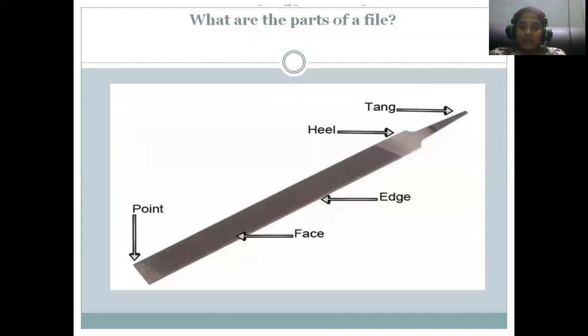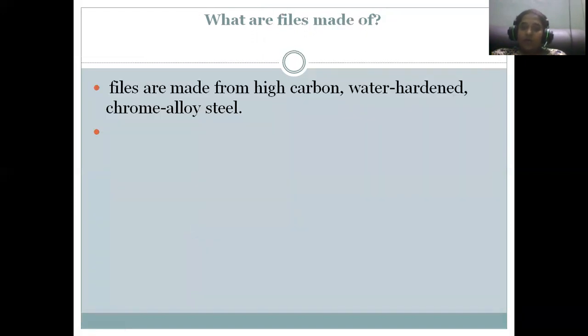What are the parts of a file? Again, I have given the parts of the file: a face, edge, keel, tang, and point. What are files made of? Files are made of high carbon, water hardened, chrome alloy steel.